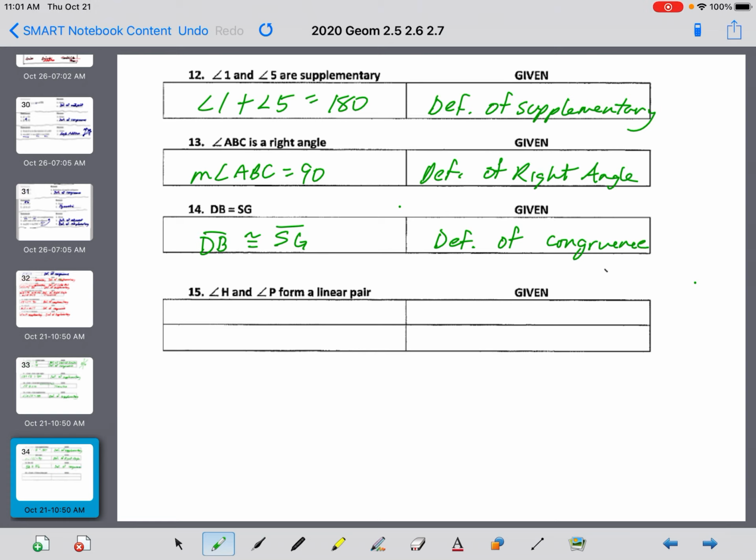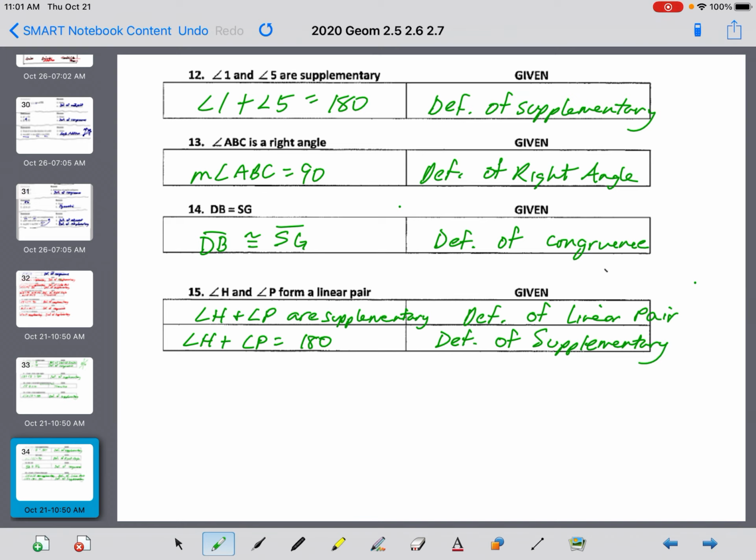H and P form a linear pair, then we know that angle H and angle P are supplementary, because we have satisfied the definition of linear pair. And then we know that angle H plus angle P is equal to 180, because that's the definition of supplementary. This one is a lot like number 3 over on the other column of the page.